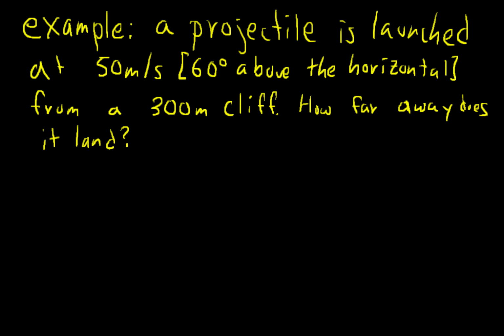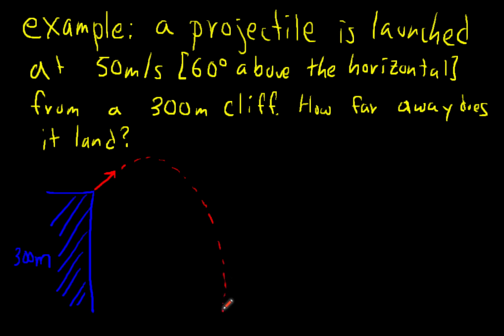In these problems, it's best to start by drawing a picture. So here's a picture of the situation. We have a cliff that's 300 meters high. The projectile is launched at 60 degrees with a speed of 50 meters per second. It travels up and then continues all the way down to the bottom. The distance we're looking for is the dx, the distance from the base of the cliff.